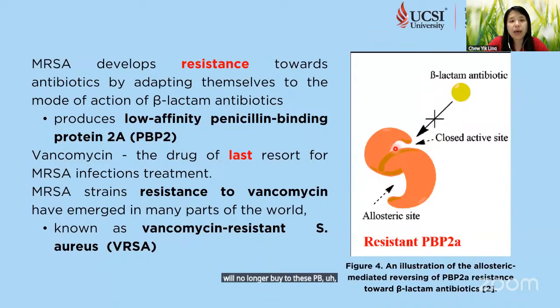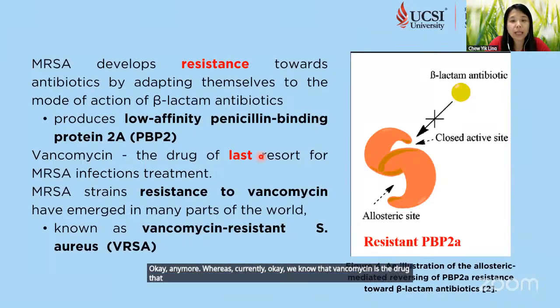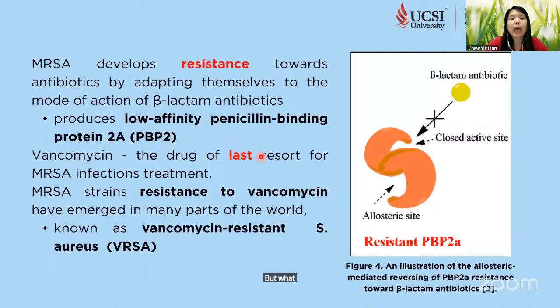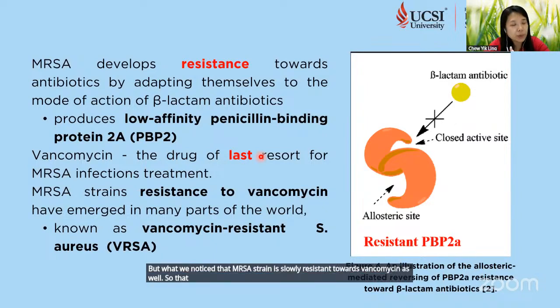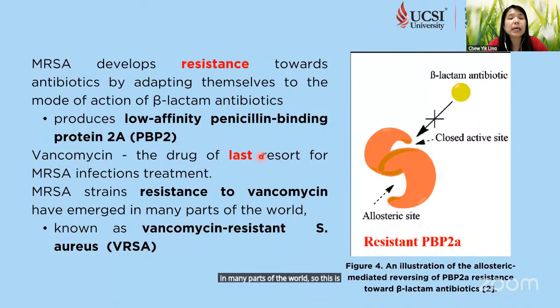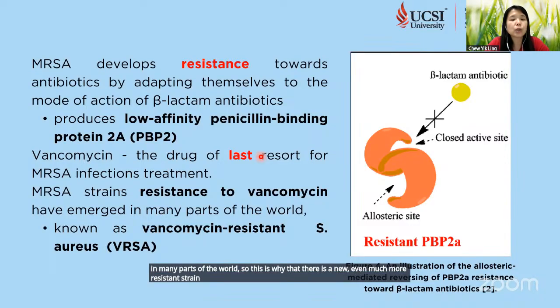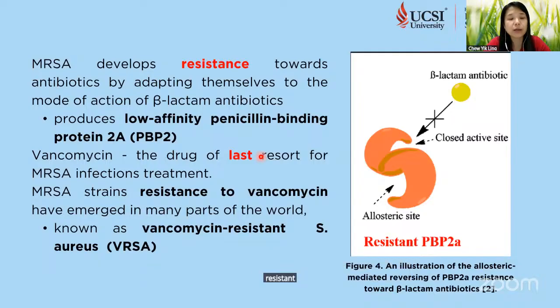PBP2 sites anymore. Whereas currently, we know that vancomycin is the drug that is the last resort for any MRSA infection. But we notice that MRSA strains are slowly becoming resistant towards vancomycin as well. That has been emerging in many parts of the world. So this is why there is a new, even more resistant strain emerging. That is what we call the vancomycin resistant S. aureus strain, the VRSA strain.